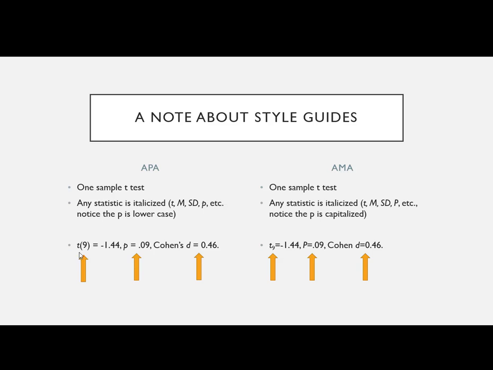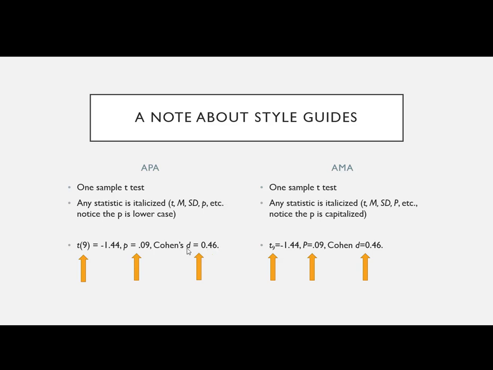When you're reporting your t-value, you would say t of 9 degrees of freedom is equal to the actual t-value, negative 1.44. p is equal to the actual p-value. If in the output it shows you 0.000, then you could say p is less than 0.001. You never say 0.00. You just always put the 1 there. So p would be less than 0.001, or the actual p-value that you found. Cohen's d is equal to the Cohen value, 0.46.